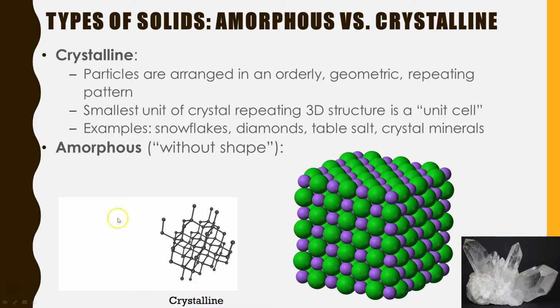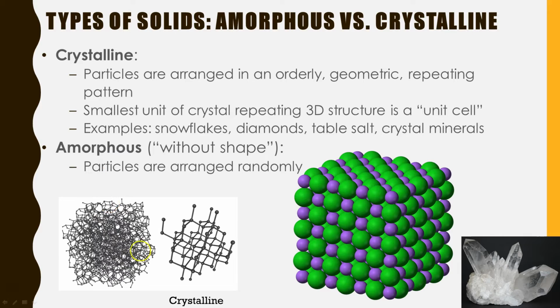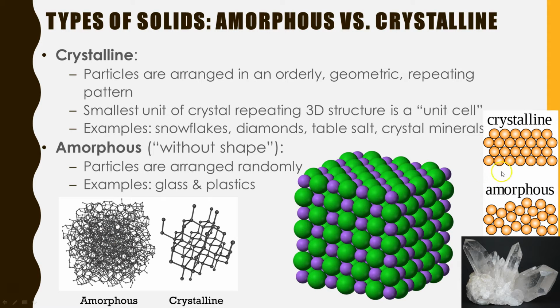Now, the other kind of solids are amorphous. Morph means shape. When you put an a in front of it, it means not or without. So amorphous literally means without shape. In this case, particles are kind of arranged randomly, so you get this bit of a jumble around there. Examples of amorphous solids would be glass and plastics. Here, crystalline, very ordered, very regular. Amorphous, just kind of all over the place doing its thing.